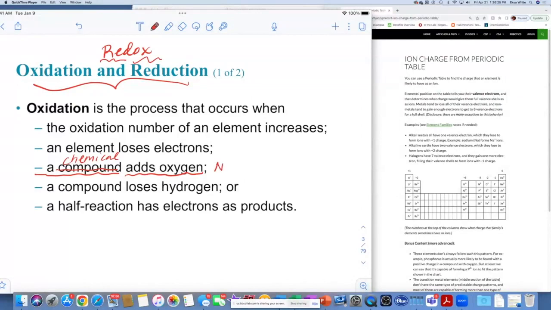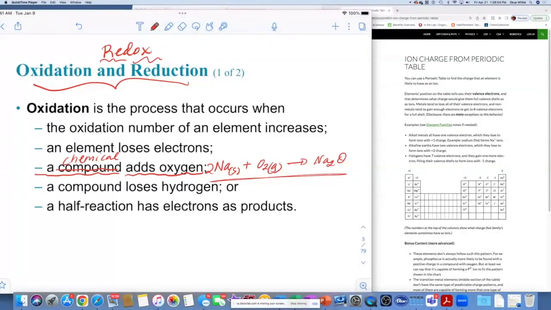I'll give you guys an example here. Take for example, sodium as a solid reacting with oxygen as a gas, and together you get sodium oxide. In this case, that will be an example of oxidation. Of course, you want to balance this, right? You put two here and that works out. So that would be an example of oxidation.